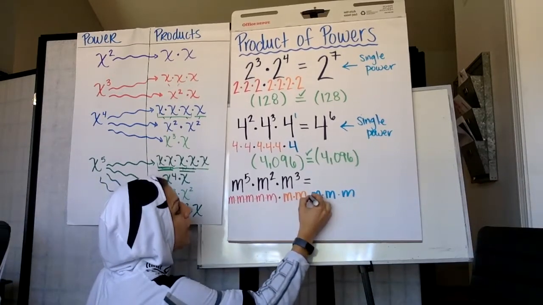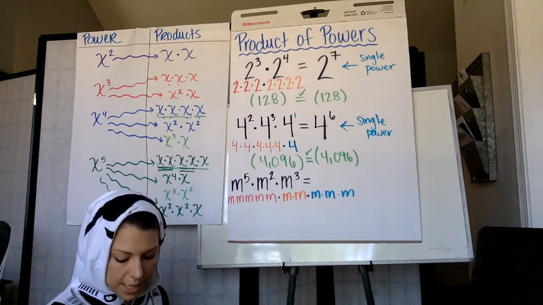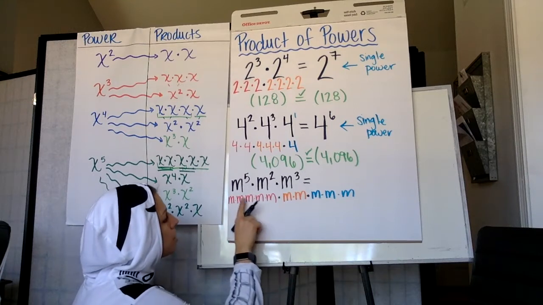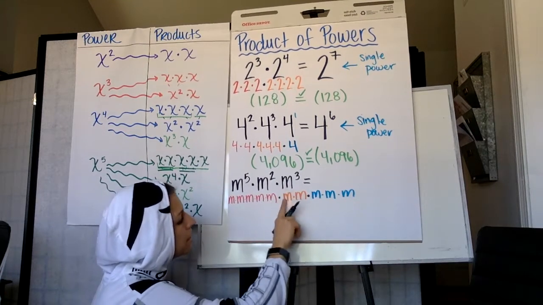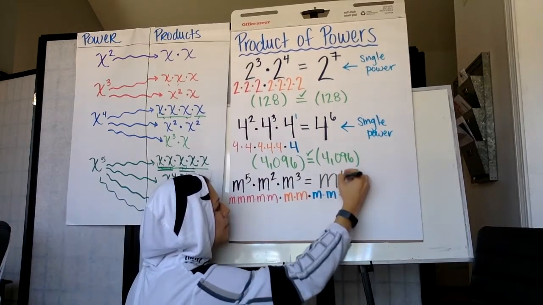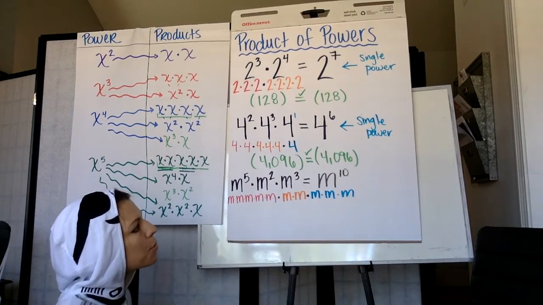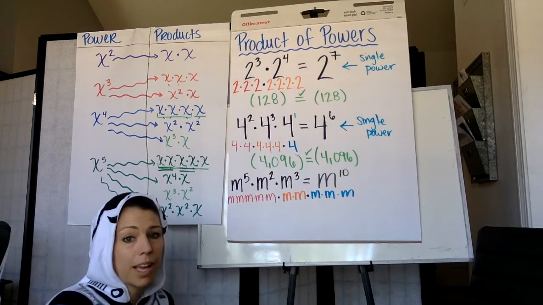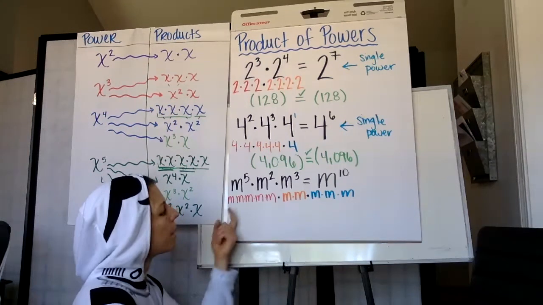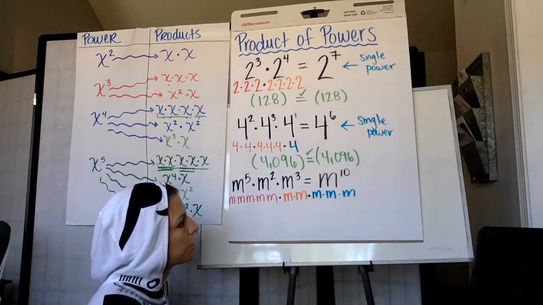Miss Angel, do we have to write this out every time? No, because there is a pattern that will arise here. Okay, how many total m's? We've got 1, 2, 3, 4, 5, 6, 7, 8, 9, 10 for a grand total of m to the 10th power. Oh, awesome. Now we can't check it using a calculator because you can't plug in m to the 10th power on a calculator, but you can basically use your expansion here to check for you.